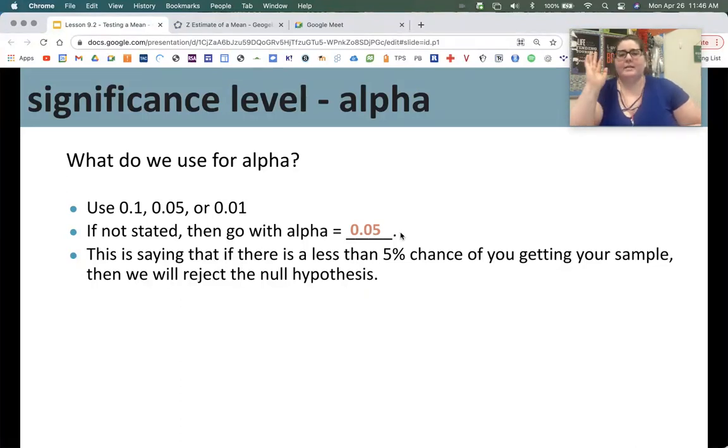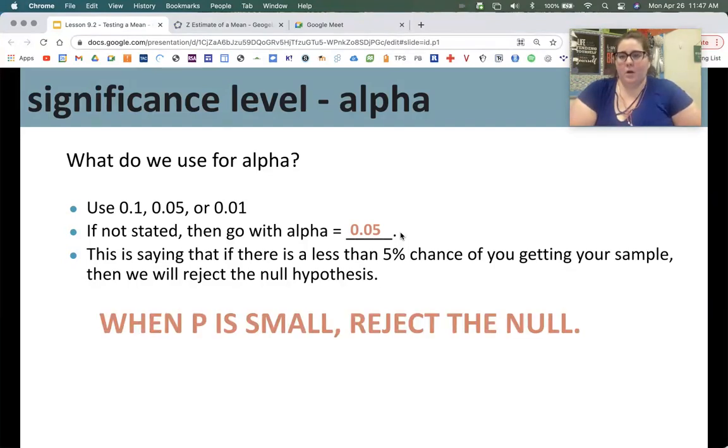Basically, this number represents the difference between small and large. So if we get a p-value that's smaller than alpha, we say the p-value is small, and we reject the null hypothesis. If the p-value is greater than our alpha, we fail to reject the null. We don't doubt our null hypothesis. When p is small, reject the null. I always like to use that; it's a pseudo rhyme. It doesn't actually rhyme, but if you say it in kind of a British accent, it rhymes a little bit. When p is small, reject the null. Kind of rhymes. That was a bad British accent.